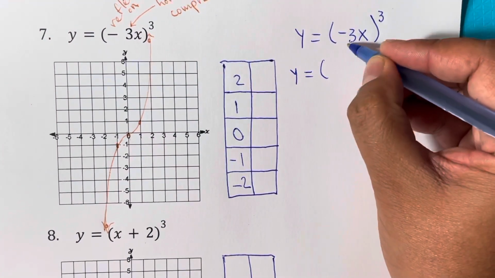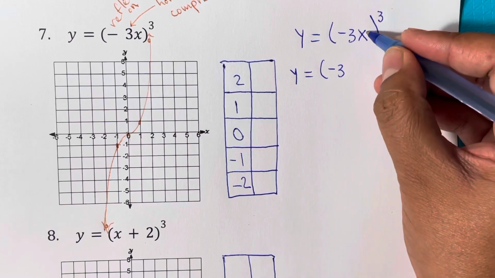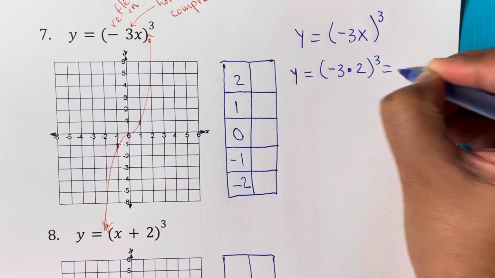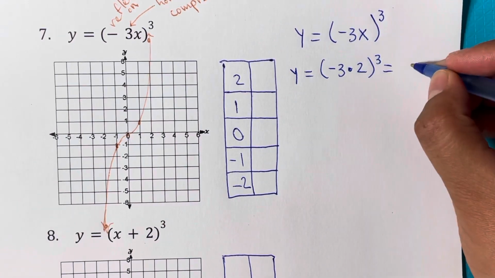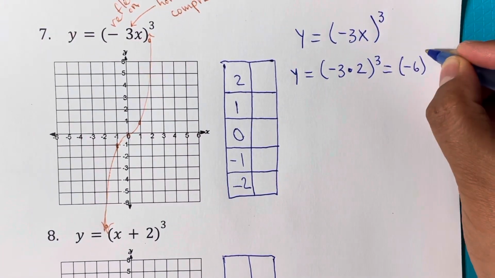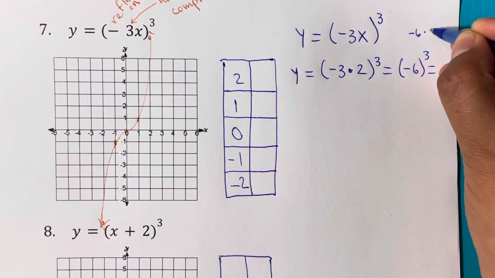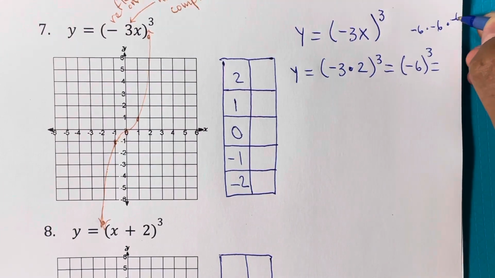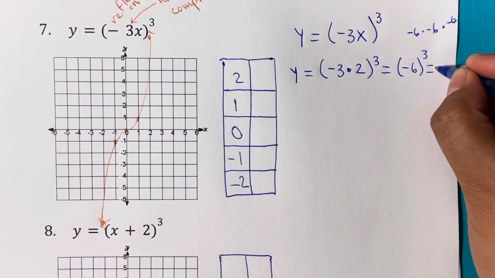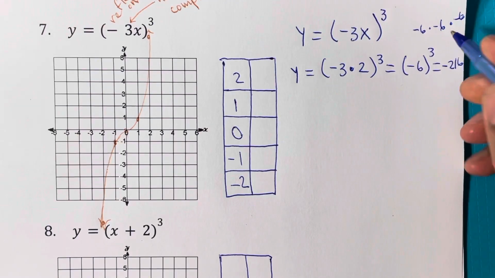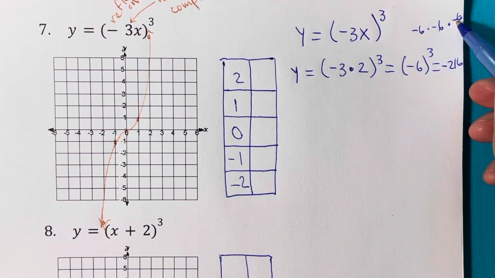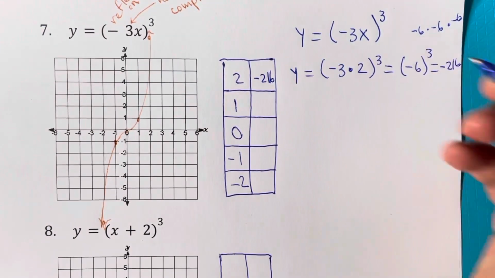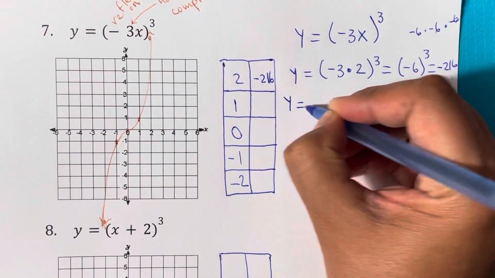Y equals, bring down the -3, substitute the X with 2, and cube that. So -3 times 2 is -6. -6 times -6 is +36, times -6 is -216. So negative times negative is positive, positive times negative is negative. -216, not close to be able to graph.